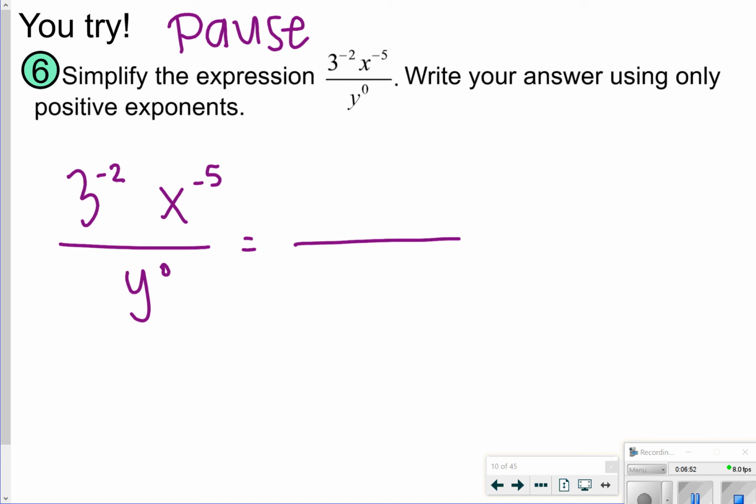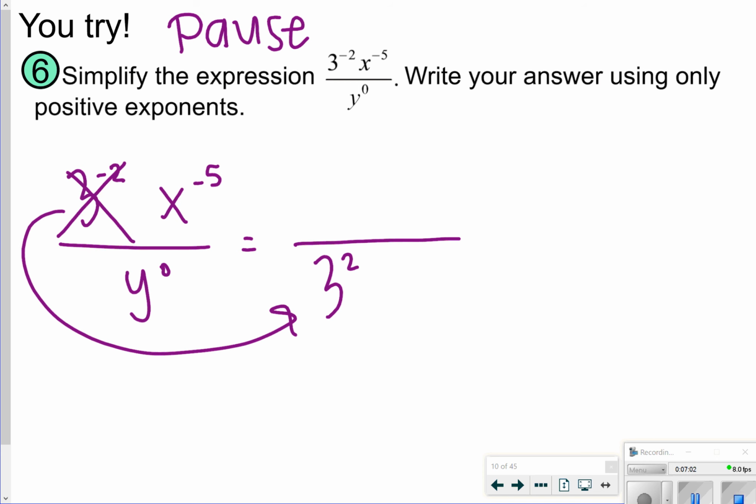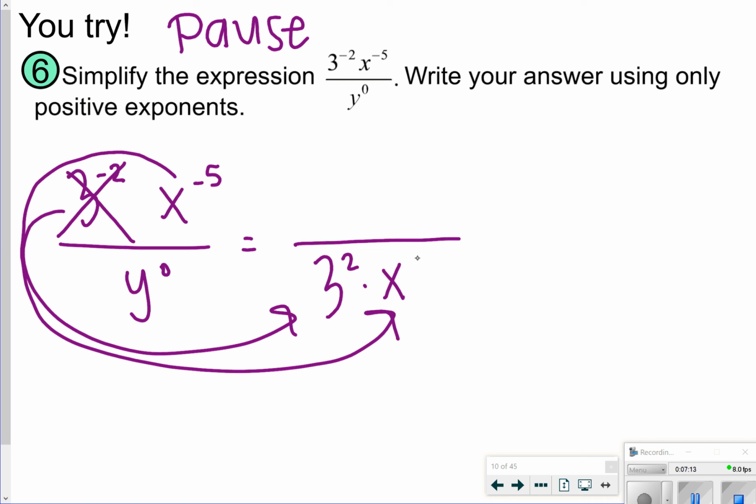Alright, so the very first thing I started with was 3 to the negative 2nd. I do need to make that a positive, so I'm going to pull that down here. So 3 to the positive 2nd power. And I'm going to go ahead and cross that off so I don't have to worry about it again. The next thing I'm going to look at is x to the negative 5th power. Again, that one needs to be positive, so I'm going to bring that one down here as well, next to the 3 to the positive 2nd, so x to the positive 5th.